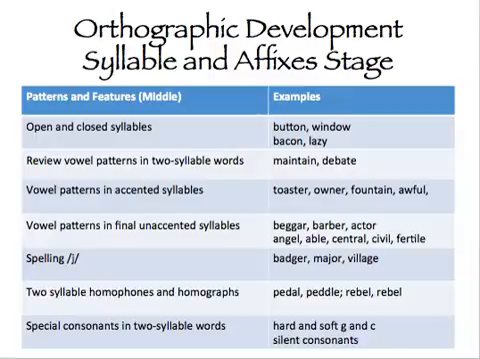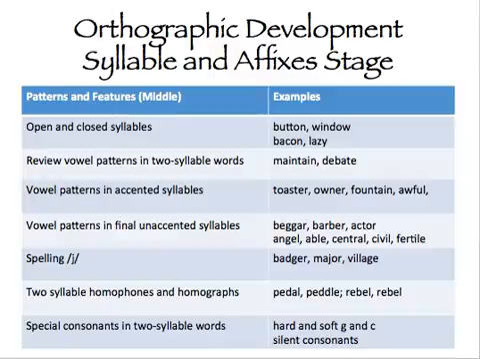In the middle stage, they're beginning to pay attention to open and closed syllables. Closed syllables, as in button and window, where the vowel is short because the syllable is closed, and the vowel is bookended in button with B and T, and then T and N, and in window with W and I, N, D, and W. And open syllables like bacon and lazy, where the first vowel is not protected, and it represents what we call a long vowel sound.